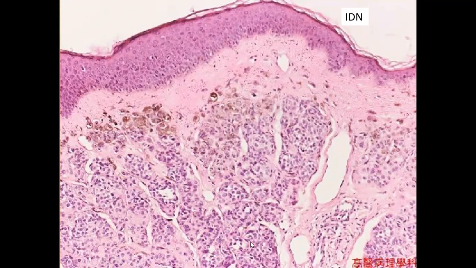If we go down below, these melanocytes will acquire spindled morphology, and this phenomenon of conversion of round or epithelioid cells superficially to spindle-shaped cells deep into the dermis is called maturation.